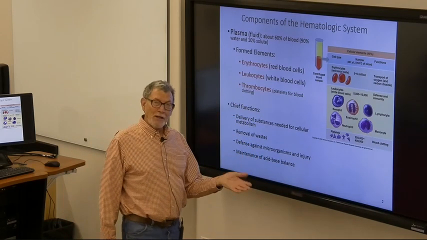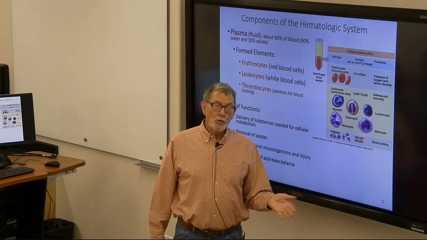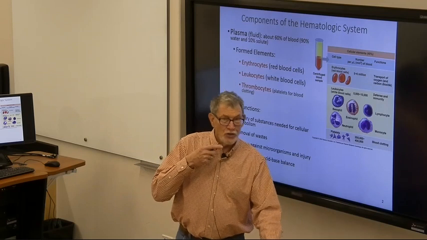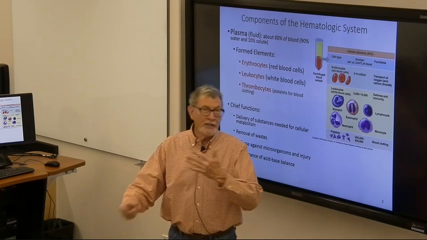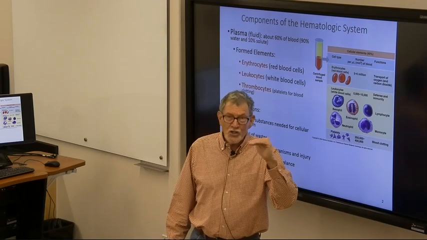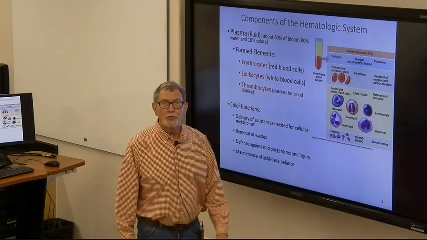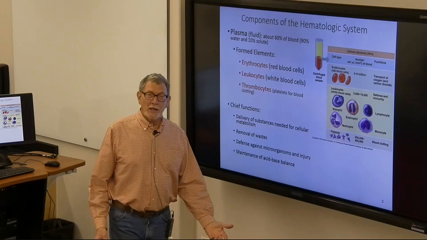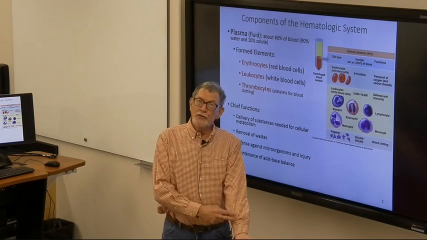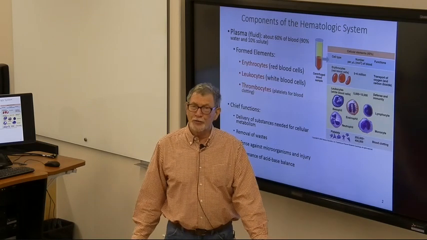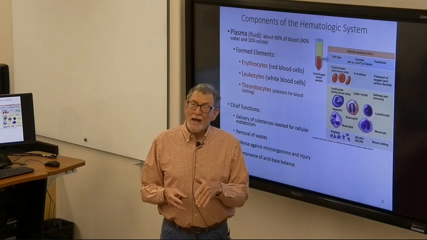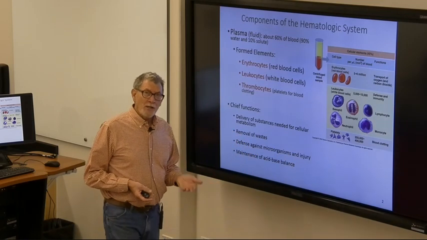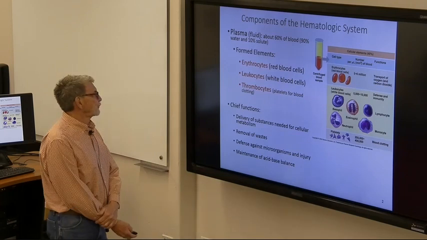It maintains your acid-base balance. You either pee out or maintain more hydrogens or more bicarbonate, and therefore keep your pH at 7.4 where it's supposed to be. And it's involved in thermoregulation. It takes blood to the surface so you can sweat and cool yourself off, or retracts the blood away from the surface when you need to retain heat because it's cold outside.